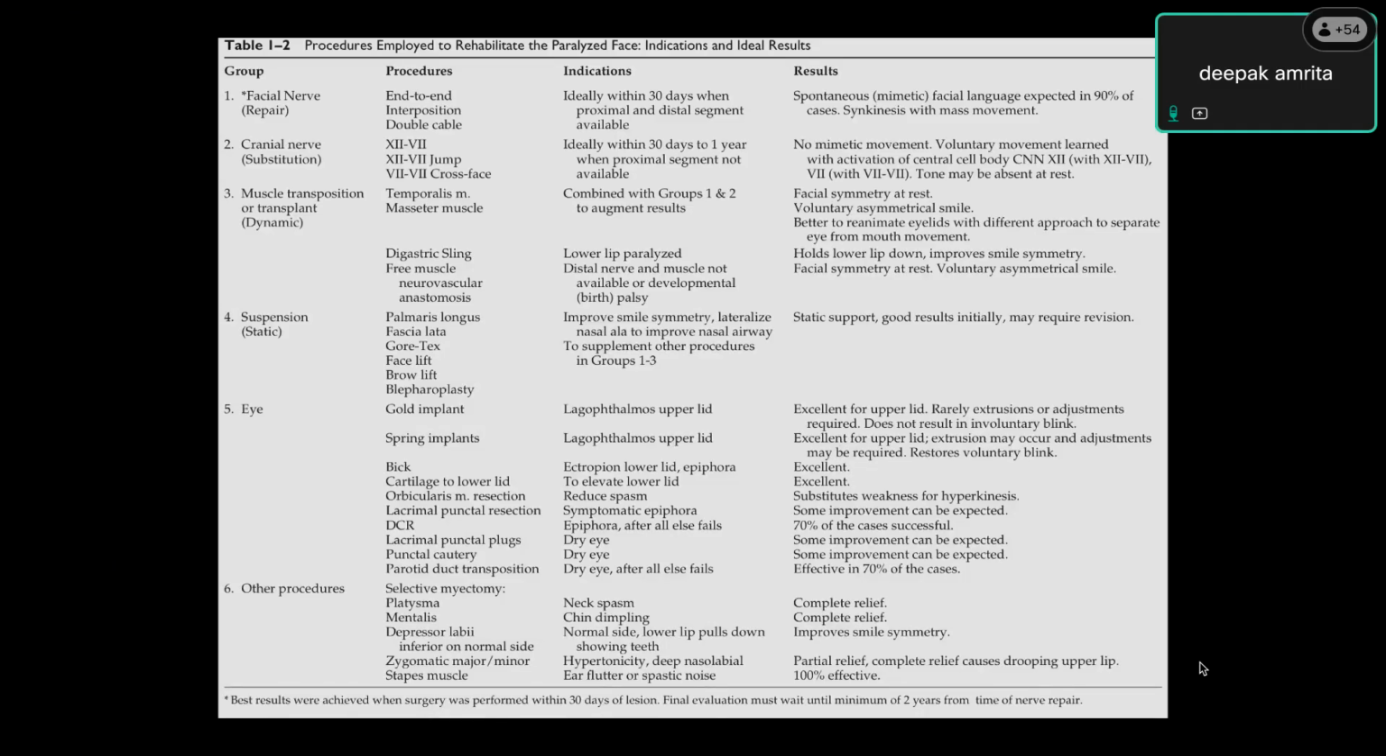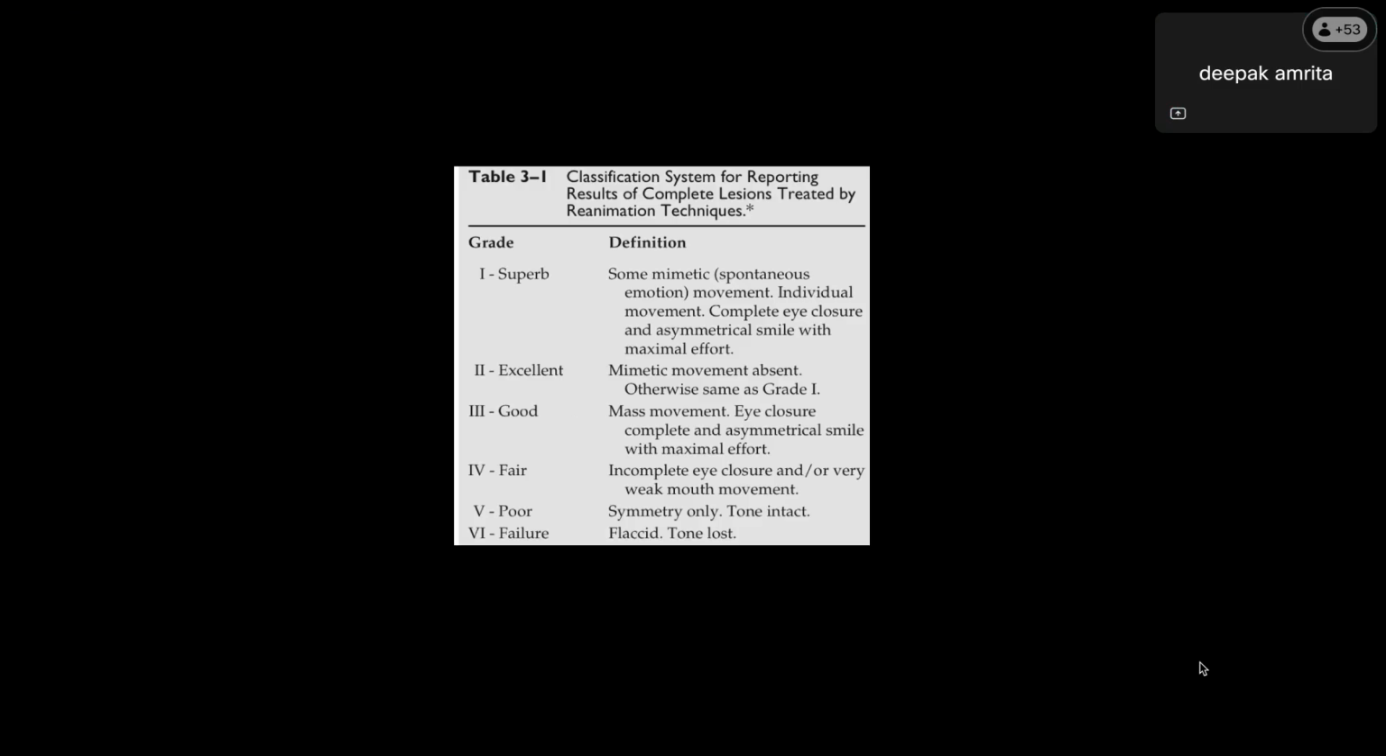So this is the broad classification: facial nerve repair, cranial nerve substitutions, muscle transpositions or transplants. These include local muscles as well as gracilis, which is a free muscle. There are many ways to suspend the midface, especially the nose. The eyes, again, with static or dynamic techniques. And there are other procedures which we will see in the last presentation in this series.